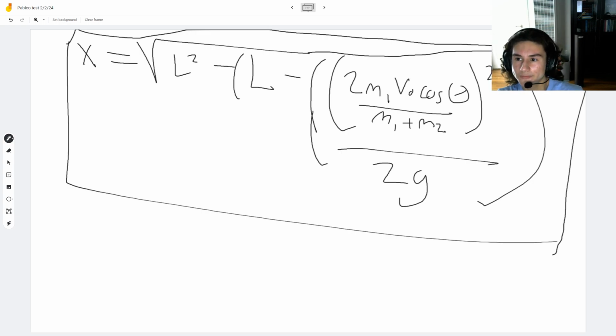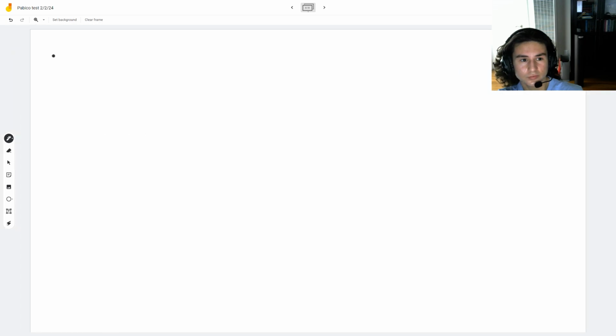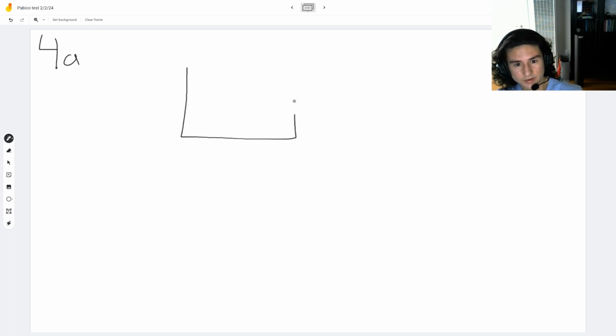So, yeah. So that brings us to problem 4A. So problem 4A is a trick question. So basically it has an object, call it a vessel, and I'll just draw it like this so it makes more sense. This has a mass of mass 1, and they have an object with a mass of mass 2.